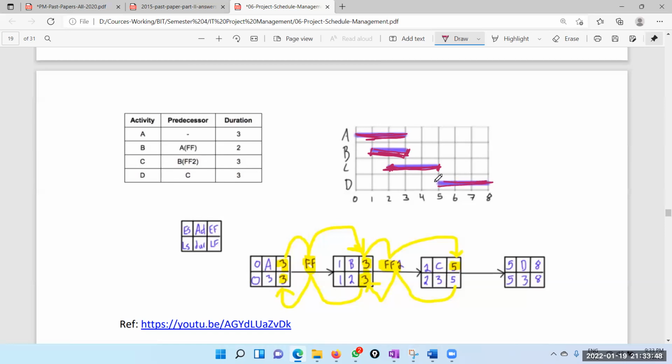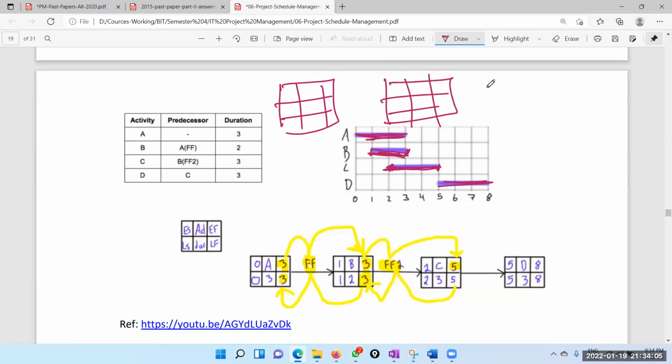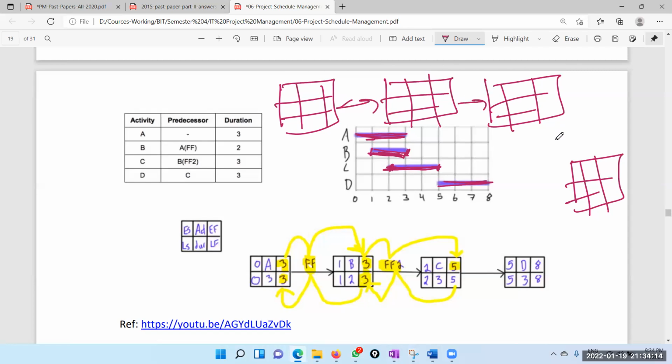There's the Gantt chart. Now we can draw the network flow diagram. Let me draw it like this. Four tasks are there. A doesn't depend on anything. B depends on A, C depends on B, and D depends on C.